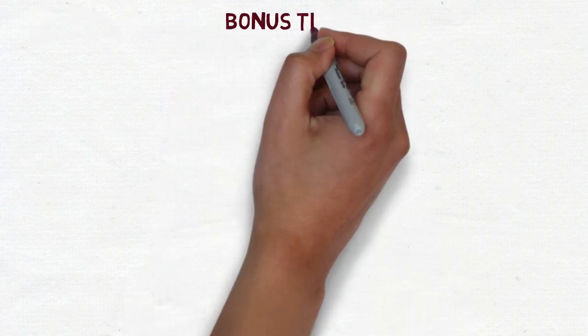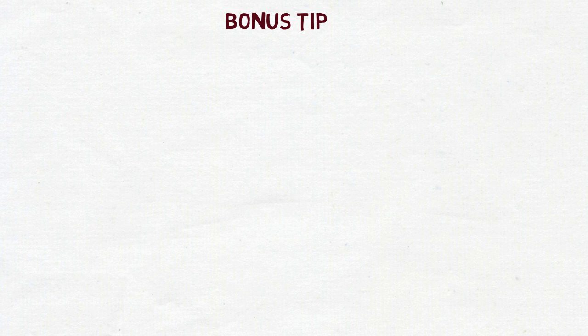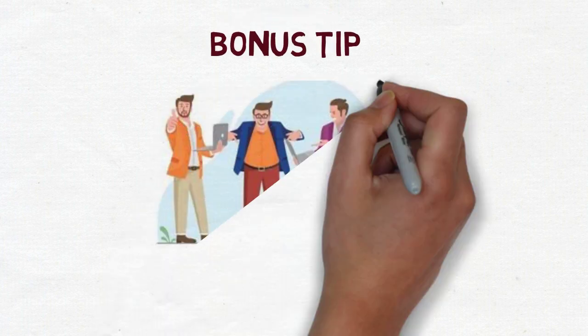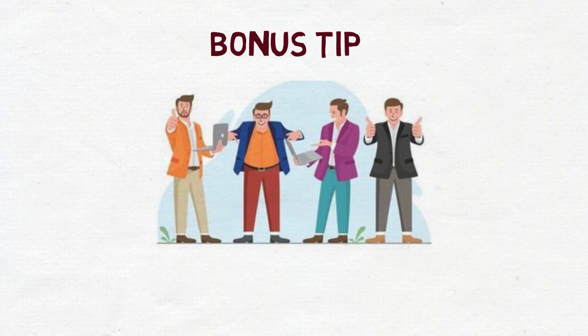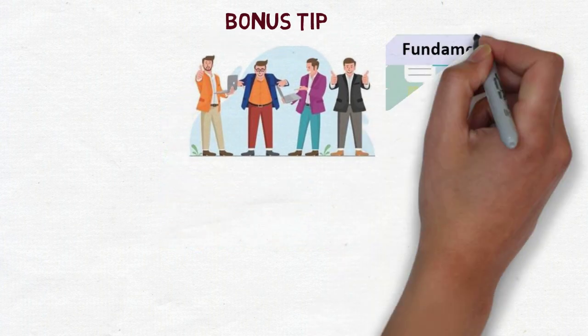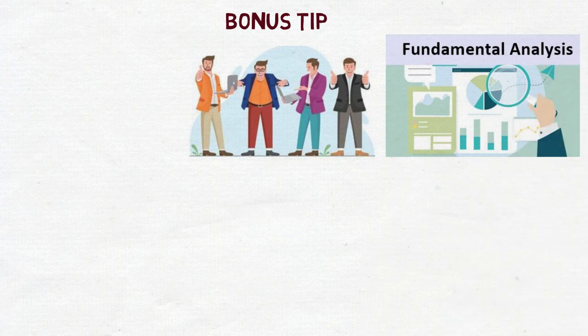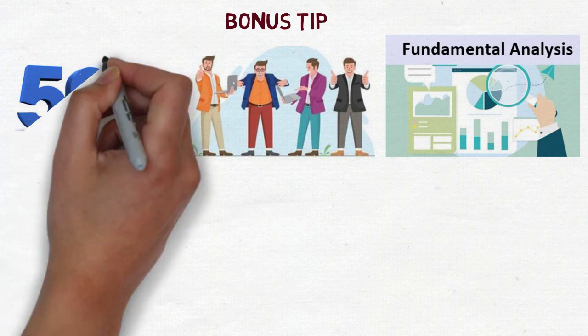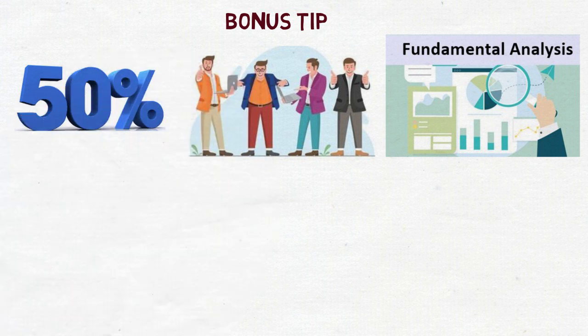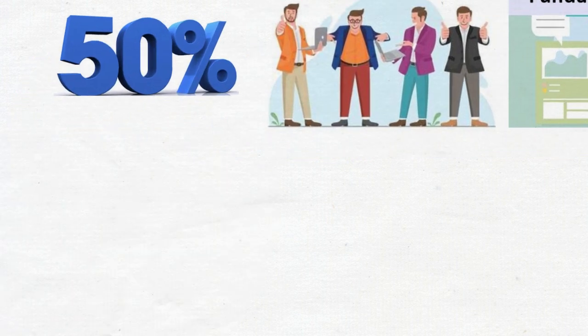And finally, as a bonus tip, I would suggest you guys to have a look at the promoter holding of the company's share that you are considering to invest. This actually doesn't come under the fundamental analysis, but it is definitely worth having a look at as it indicates the promoter's conviction in their own company. Generally, it should be at least 50% or higher, but there are some exceptions to this.